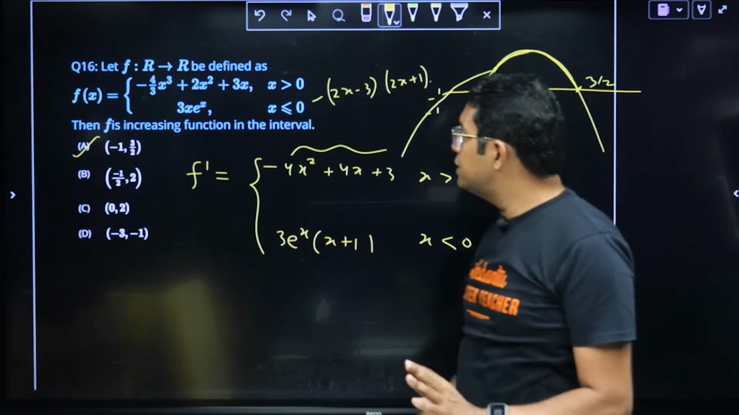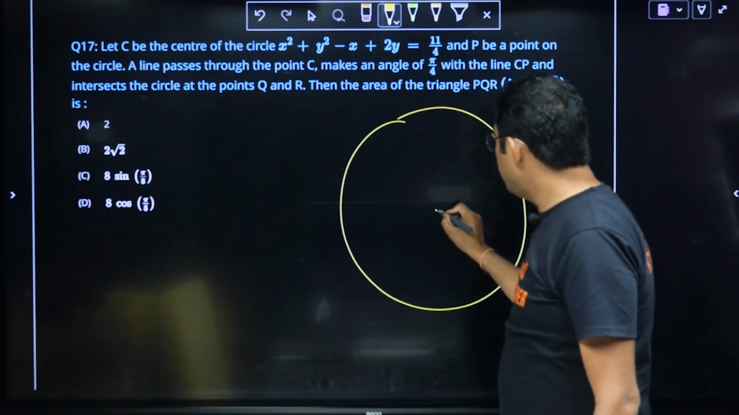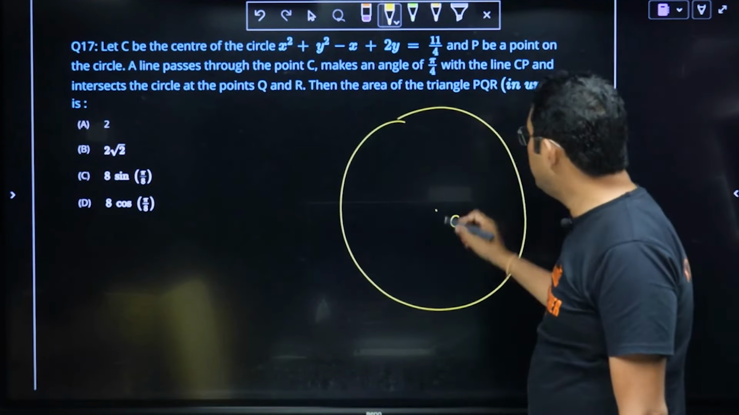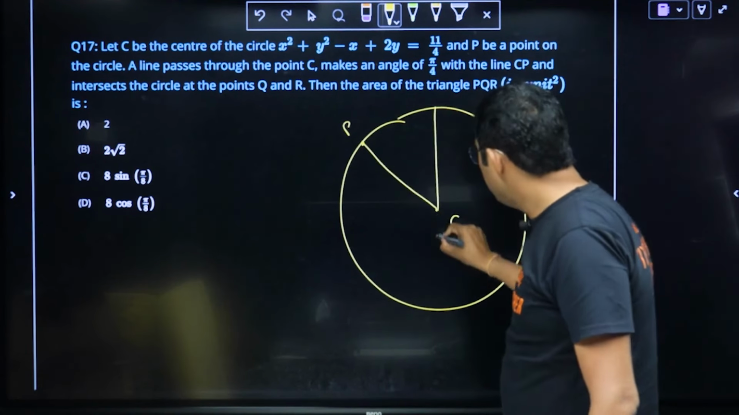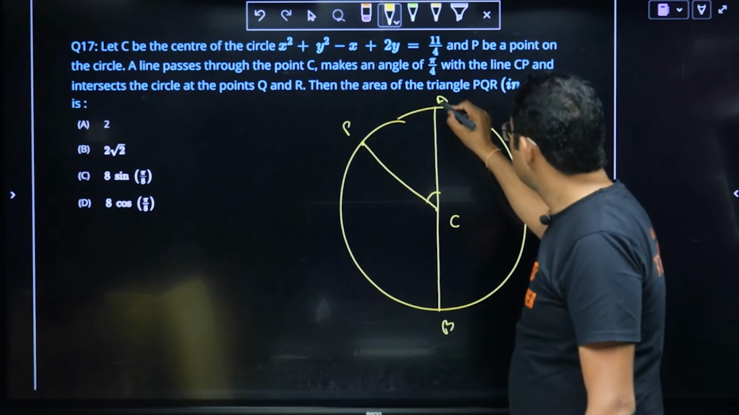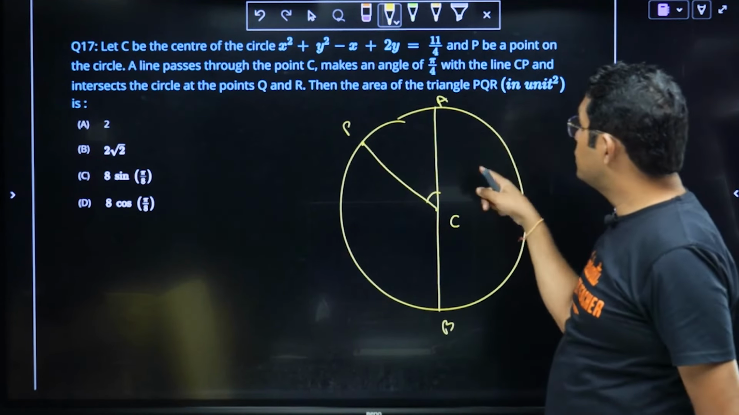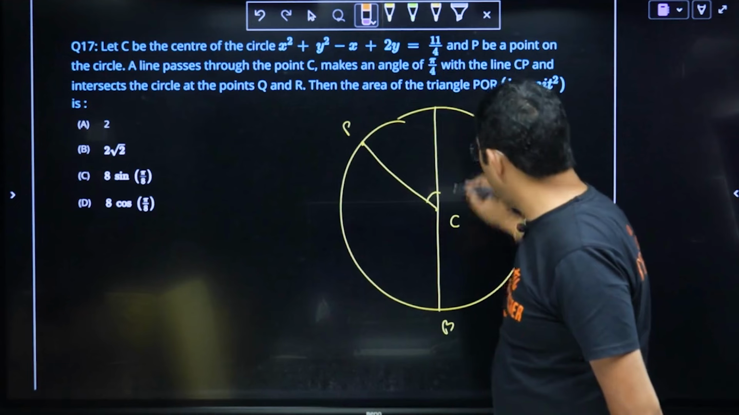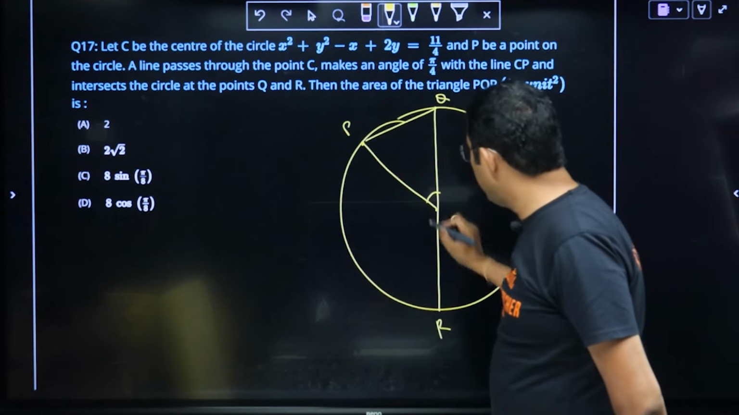C is the center of the circle, and P is a point. So here we are given a circle, something like this, whose center is C, and there is a point P somewhere here maybe. Then there is a line passing through C, which makes an angle 45 degree with this CP. A line passes through C, makes an angle 45 degree with line CP and intersects the circle at Q and R. Q here, R here. And we have to find the area of this triangle PQR.